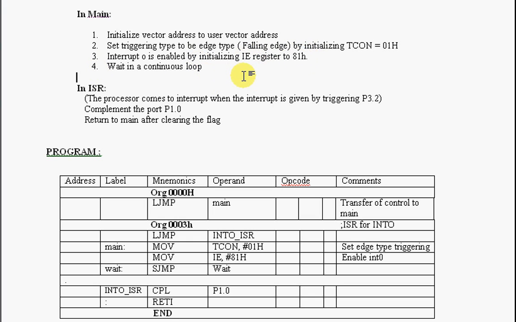Wait in a continuous loop. When the signal is forced at INT0 bar, triggering port 3.2, the processor suddenly goes to the INT0 ISR, which is 003h. From there you are jumping to another address. There you are complementing port 1.0 in such a way that the LED which is connected is toggling.